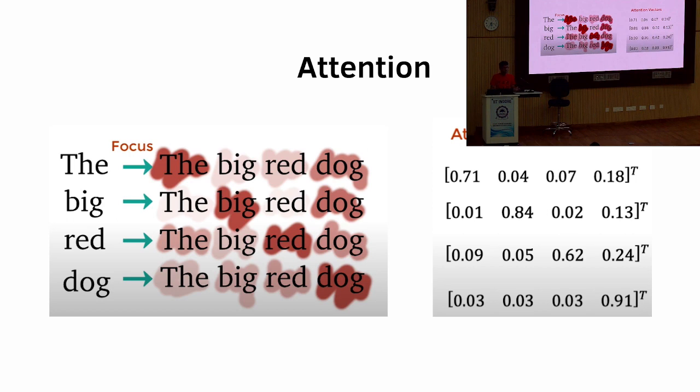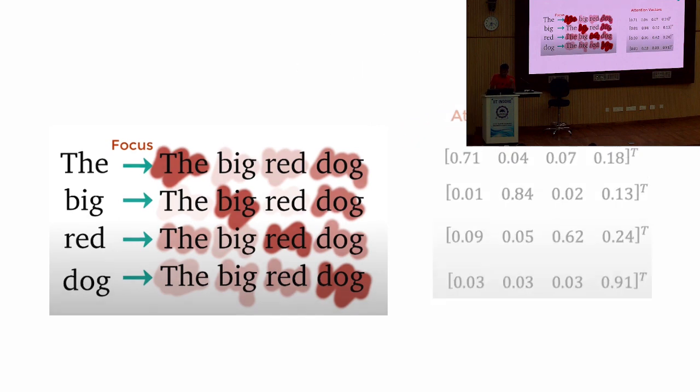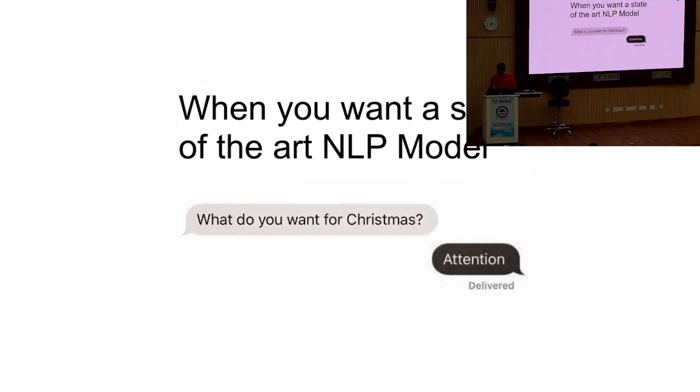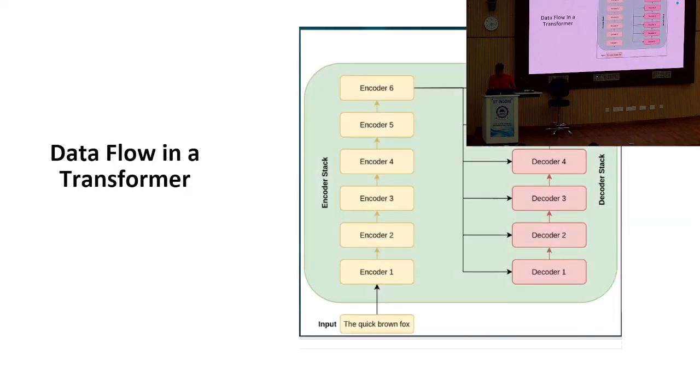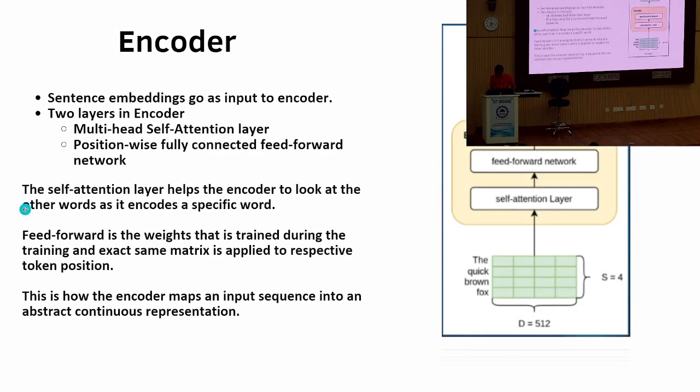Does anyone have any doubt here? Yes. How are you deciding that big and dog are related, red and dog are related? Ultimately the model will, with these attentions, there are multiple layers. There are multiple self attention heads also. I will just show you here.